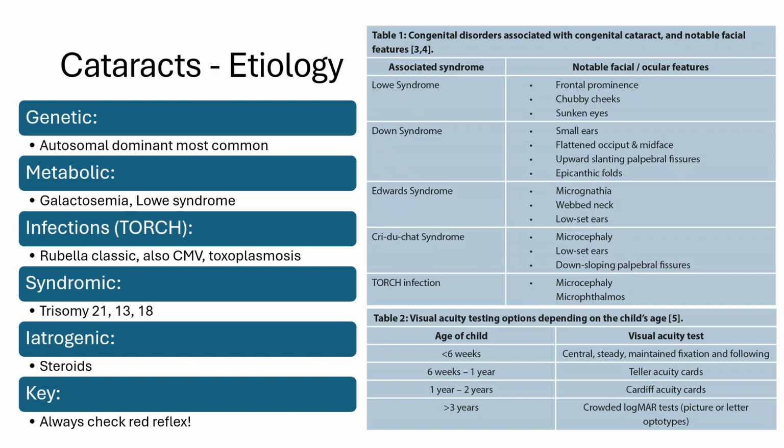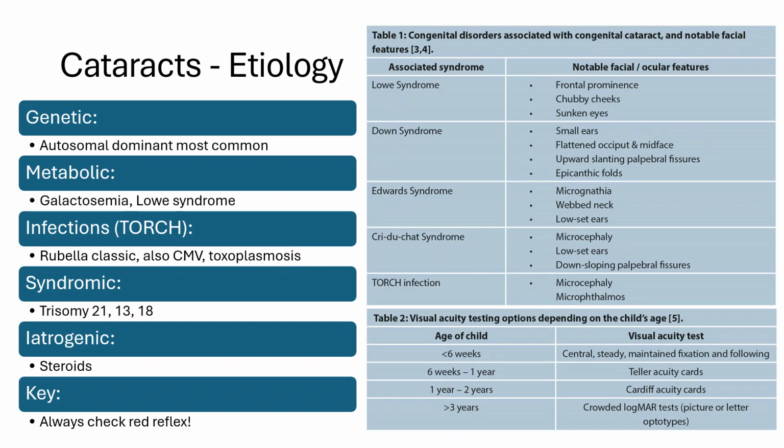Infectious causes follow the classic TORCH pattern, with rubella historically being the prototype. These infants often present with the full rubella syndrome: cataracts, cardiac defects, and sensorineural hearing loss. CMV and toxoplasmosis can produce similar lens opacities, though typically with additional systemic findings. Chromosomal abnormalities including trisomies 21, 13, and 18 frequently feature cataracts as part of their phenotype.